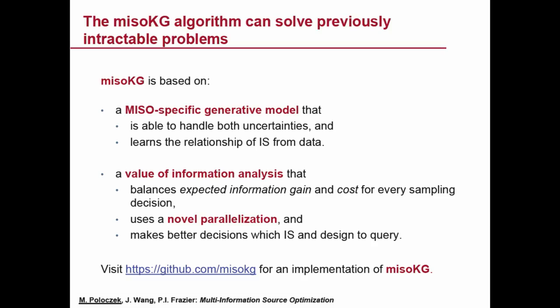The second component is the value of information analysis, which decides where to sample and which information source to query. This analysis balances the expected information gain and the cost of each query. In our paper, we give an efficient parallelization of this computation, and we also demonstrate in experiments that MISO makes better decisions about which information source to query and which design to query for. There's also an implementation of our algorithm online, so feel free to check it out.